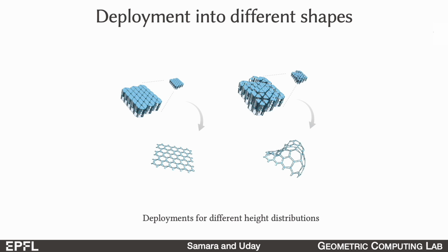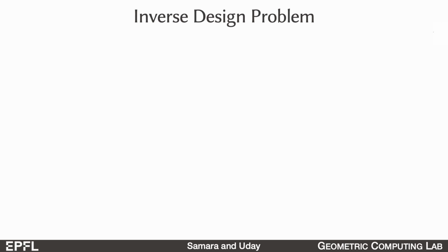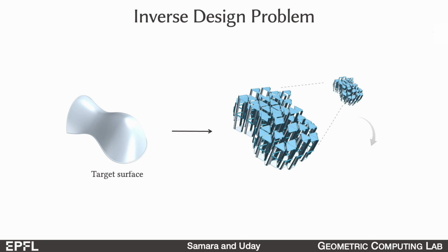This opens the question, what if we want the deployment to look like a very specific surface? This amounts to solving the inverse design problem, which is the main contribution of our paper. Given an input target surface, we compute the compact rest state of the umbrella mesh, which deploys into a structure close to the desired surface.